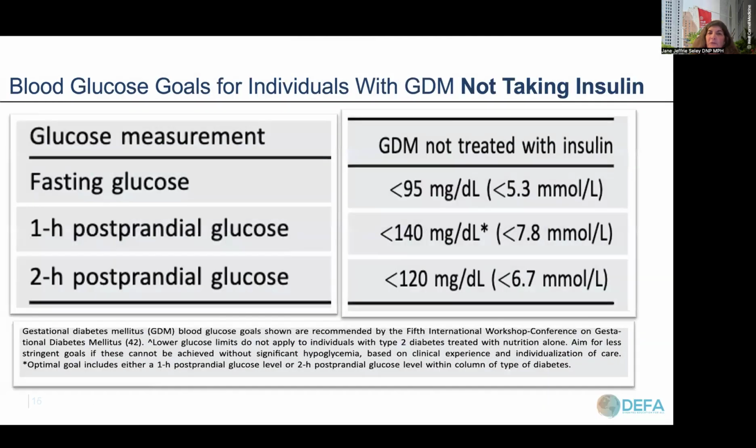There's different goals for people with gestational diabetes that take insulin versus don't take insulin. So if they're not taking insulin, we're not worried about hypoglycemia because we're not giving them a medication that causes hypoglycemia. So the fasting could be less than 95 milligrams per deciliter or 5.3 millimoles. And the 1 hour or 2 hour postprandial, we just say less than the tipping point number.